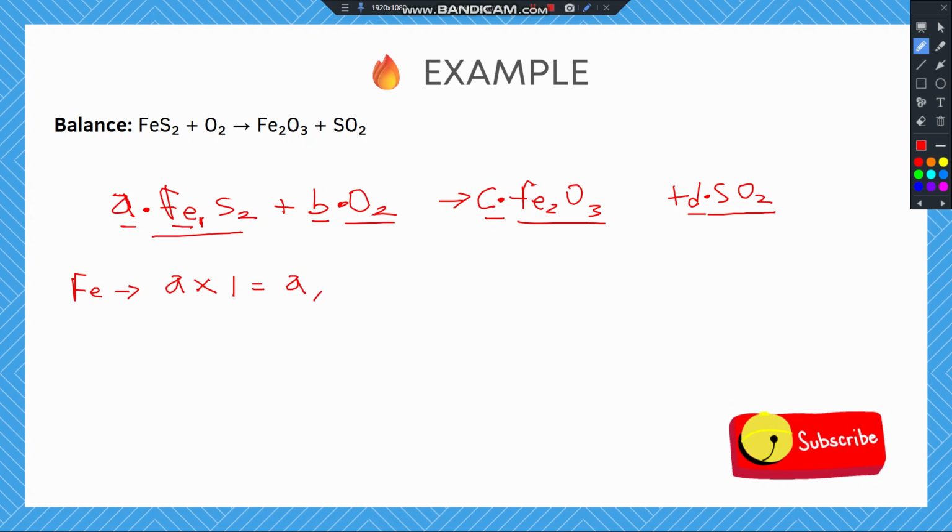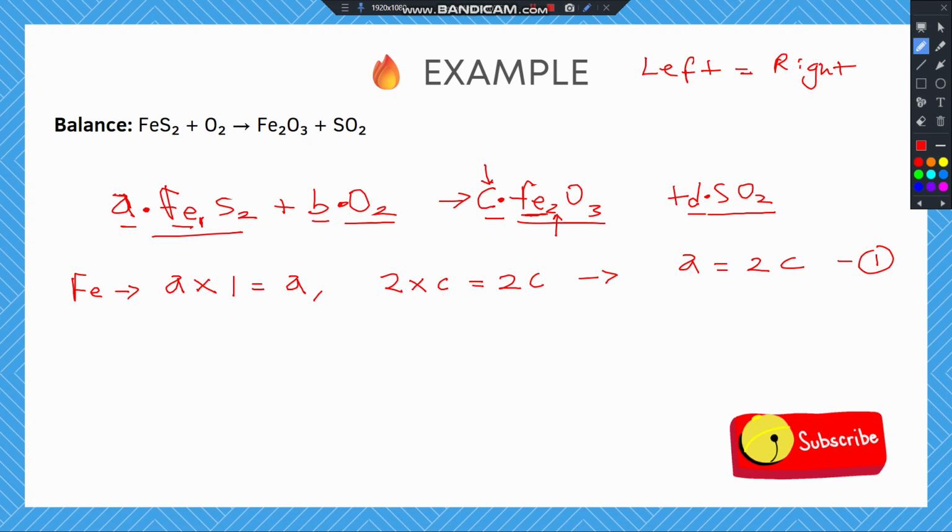And on the right hand side, you can see we have an atom of iron over here. It has a subscript of the number 2 and a coefficient of the letter C. So that tells us that on the right hand side, the number of atoms of iron we'll have will be given to us by 2 multiplied by C, which is equal to 2C. And according to the law of conservation of mass, when balancing a chemical equation, the left hand side must be equal to the right hand side. So that tells us that for iron, the equation now becomes A is equal to 2C, equation number 1. Did you get that? I'm sure you did.